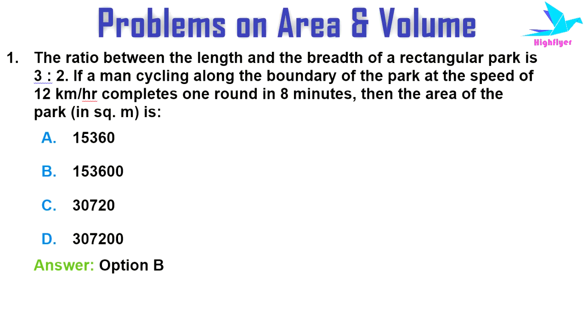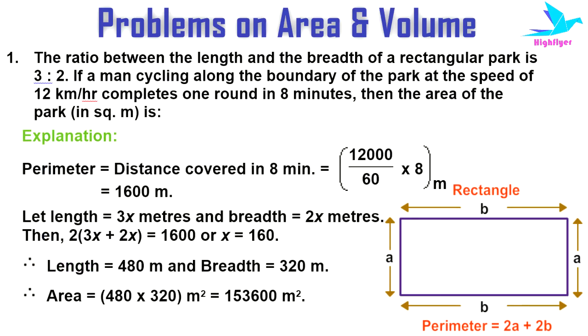Now let's see the explanation. The perimeter of the park will be the distance covered while completing one complete round. That is equal to speed into time, that is equal to 12 kilometers per hour into 8 minutes, that is equal to 1600 in meters.